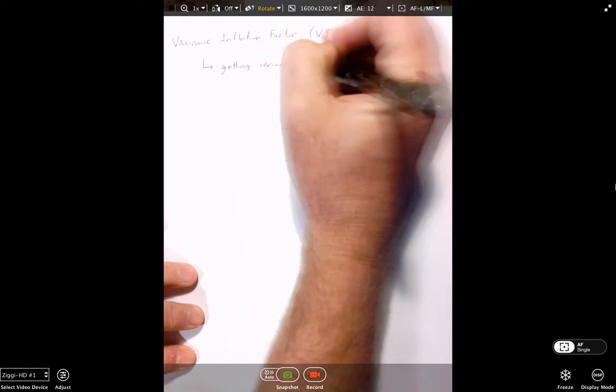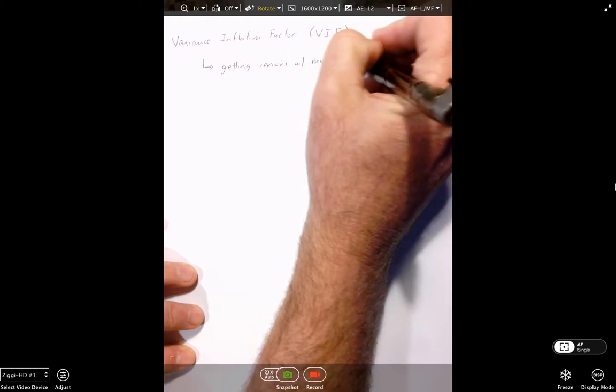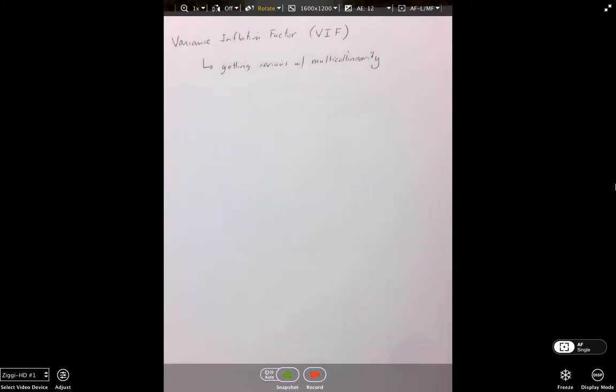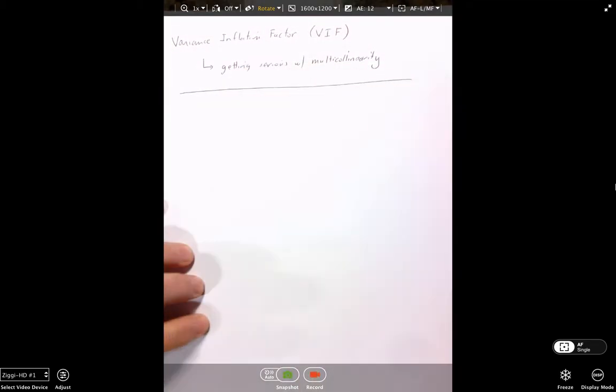With multicollinearity, up until now what we've done is examine the correlation matrix and scatter plot matrices. If there's anything above 0.6, or some people say 0.8, the variance inflation factor gets serious. Now, it's been a while since we talked about multicollinearity, so let's talk about it.